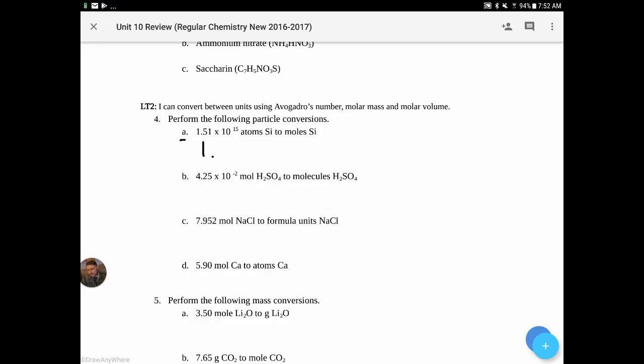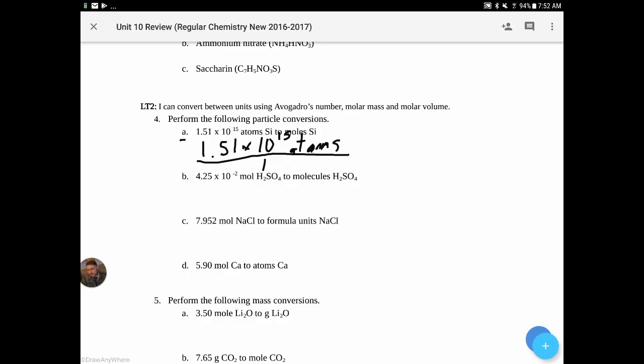So, 1.51 times 10 to the 15th atoms. Make sure we write our units. Sorry, this screen is not super easy to write on, so forgive my handwriting. 1.51 times 10 to the 15th atoms of Si.